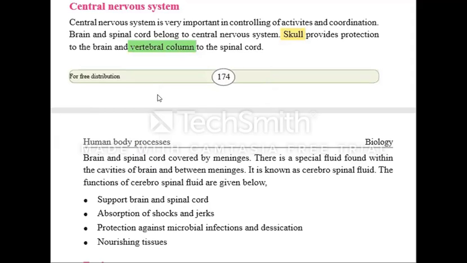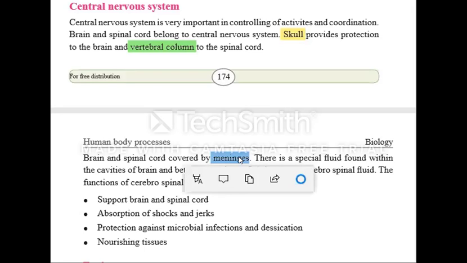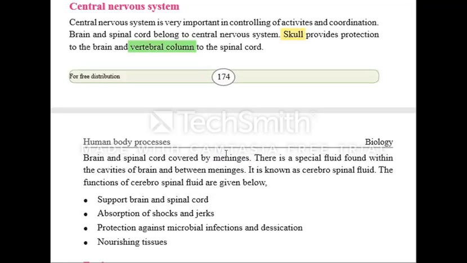Other than that, there are other protective layers as well. Inside the skull and the vertebral column, there's a thing called meninges. Meninges are found underneath the skull around the brain and underneath the vertebral column around the spinal cord. Now let's look at what meninges are. Meninges is basically a kind of membrane.